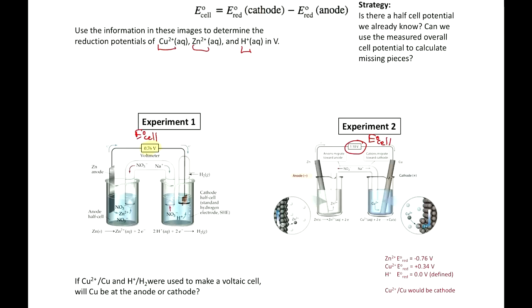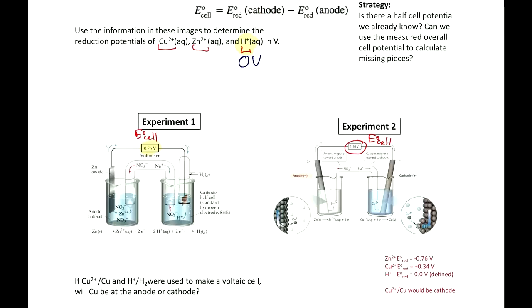One of these half reactions we should know already, and that is the hydrogen half reaction reduction potential. What is the voltage for the standard hydrogen electrode? That's a definition. What is it? It is 0, yes, because that is our reference point. So we know one of them already, and that's going to help us tremendously in the rest of these experiments.